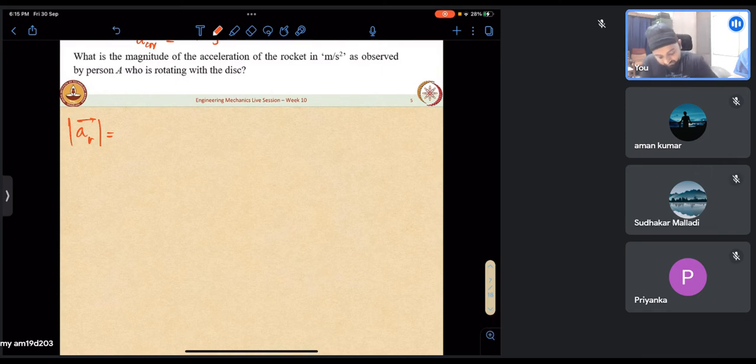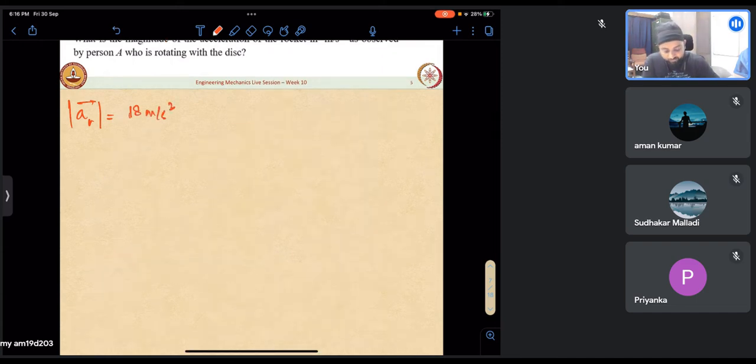So we have this as 18 meters per second squared, which is what is given. From our vectors, we can see that the acceleration of the rocket would actually be minus 18 I cap. This is measured relative to the ground, which is the absolute acceleration. So we have a recipe for absolute acceleration. What is it? It is acceleration.